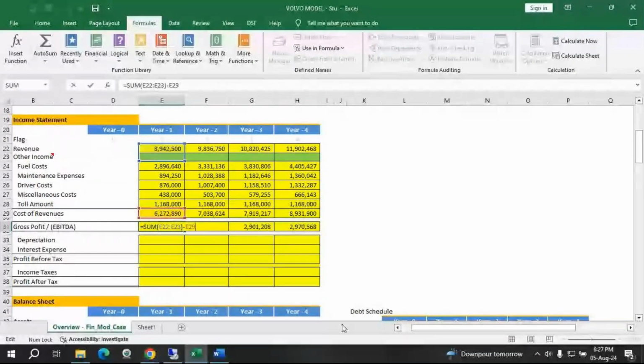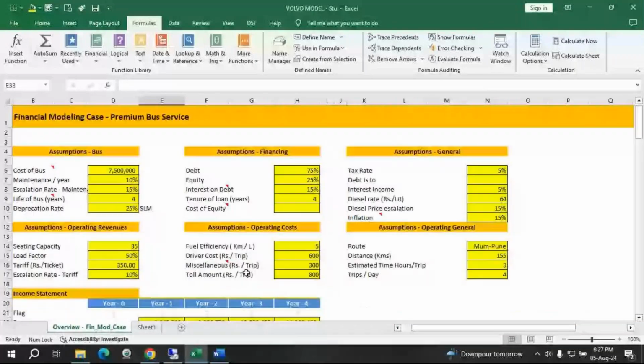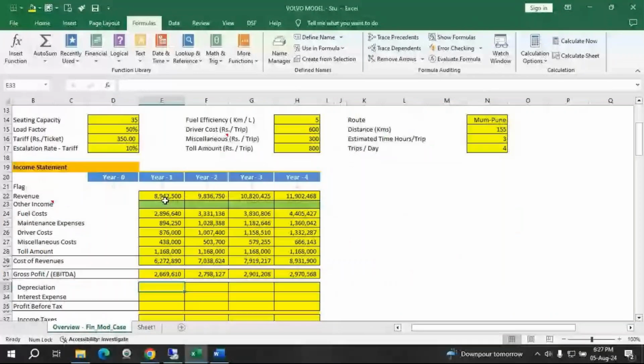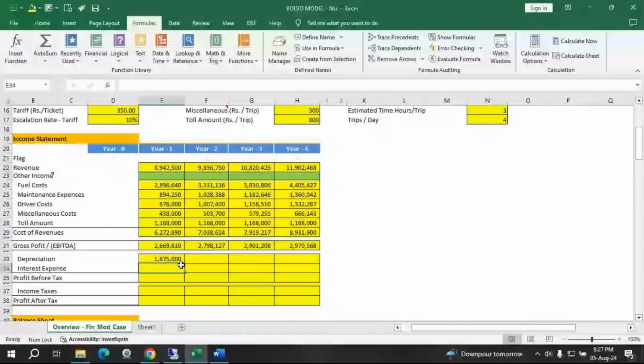Then depreciation. What they are telling is that the life of the bus is 4 years, and the cost of the bus is 75 lakh. So here I'll take equals 75 lakh divided by 4. So depreciation is 18 lakh 75,000, and this depreciation is going to remain the same for every year.